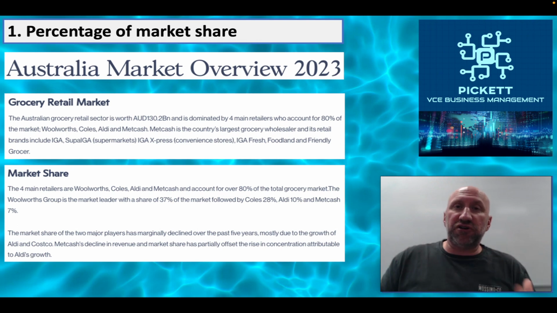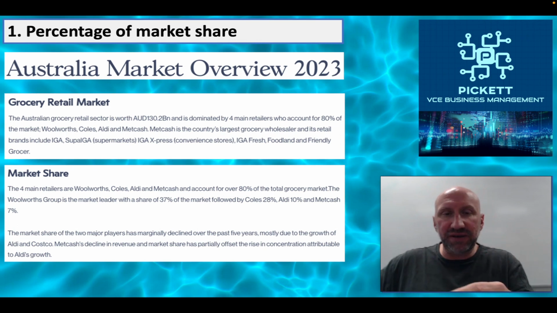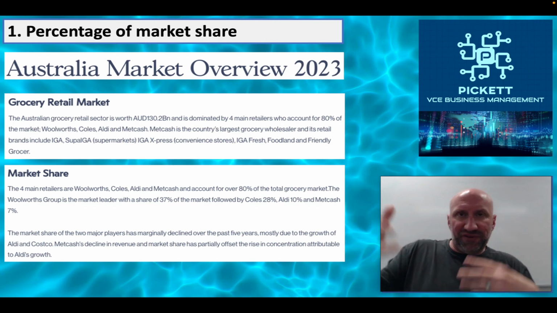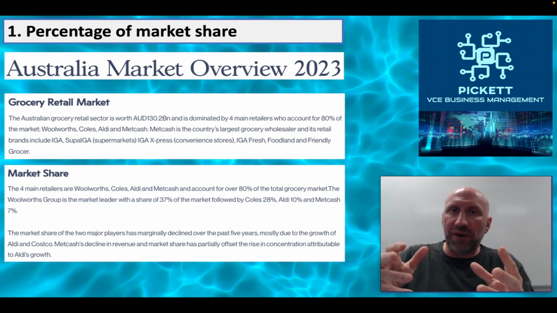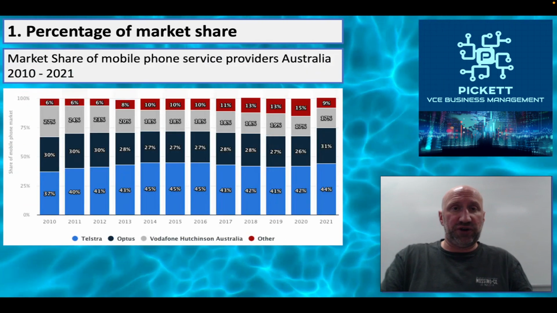So in terms of the grocery market in Australia, Woolies is the market leader with 37%, Coles has 28%, Aldi 10%, and then the rest follow behind. Okay, so all of them are constantly battling each other. They will be very acutely aware at any one point where their market share is, and they're constantly competing to increase that relative to everybody else in the industry.